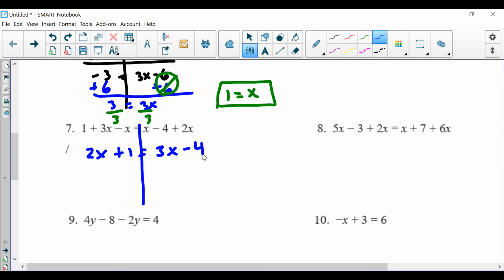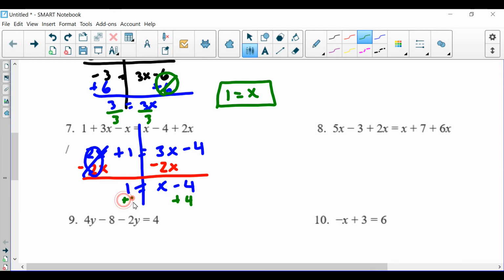Which side has more x's? The right side has more x's. So we're going to eliminate that 2x from the left side. This goes away. We've got 1 is equal to x minus 4. Then with the minus 4, we are going to add 4 to both sides, so that goes away. And we've got x is equal to 5. So that is our answer for number 7.